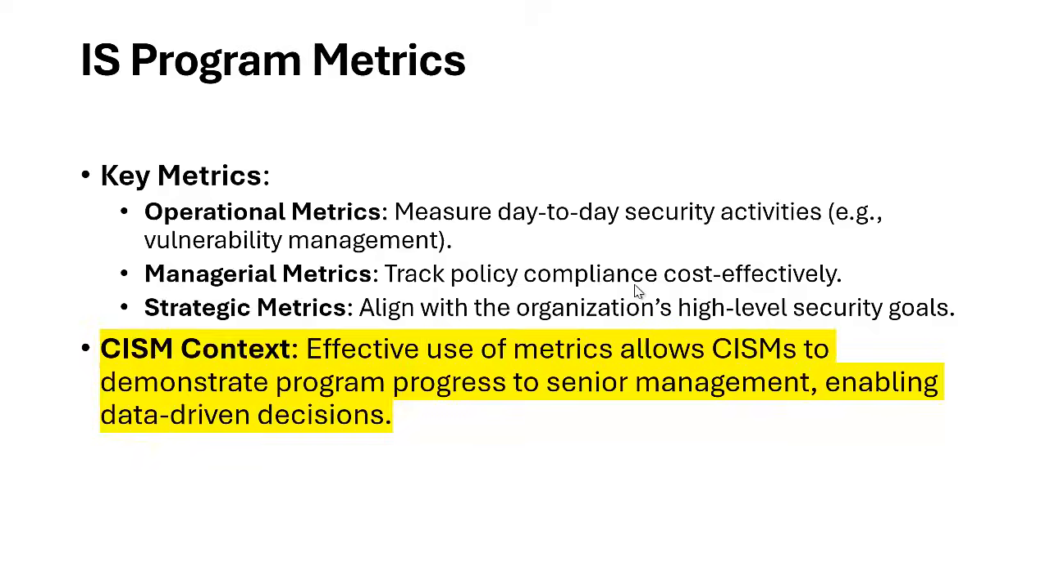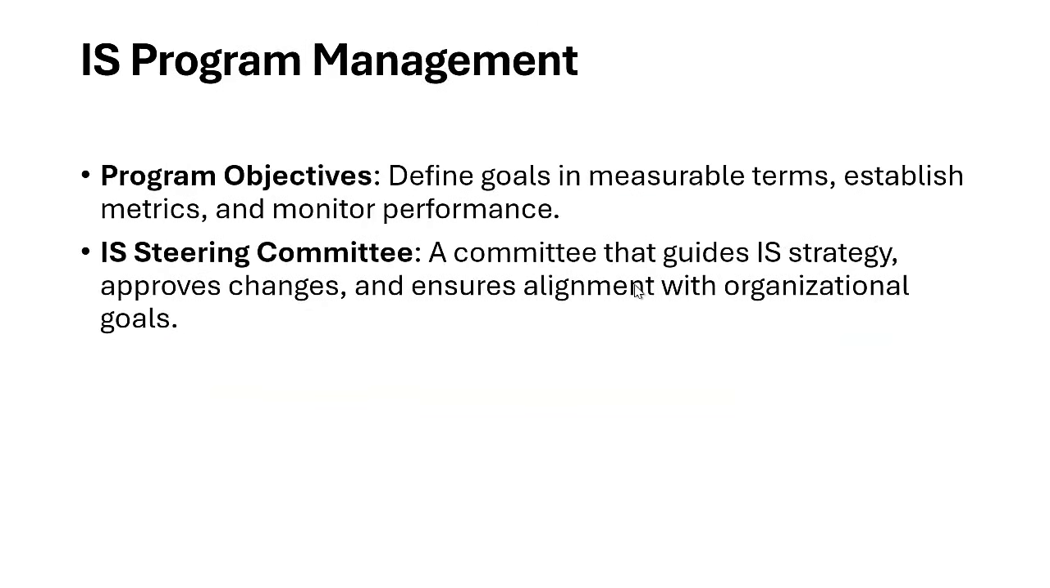Now, when we're talking about program management, the first thing is the program objectives, where we have to define goals in measurable terms. So we establish the metrics and monitor the performance. Let's say, for example, my goal is to maintain 99.999 availability. That is my measurable term. Then based on that, I will establish the metrics and monitor. I have to make sure the maximum downtime is 1%. It should not go beyond that, because 99% is the availability we have to maintain.